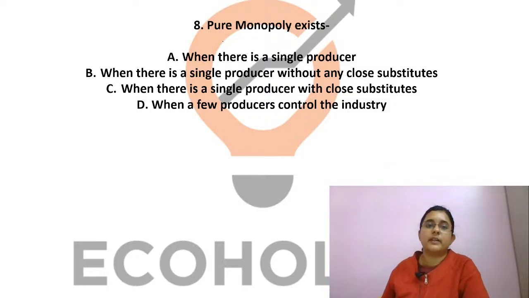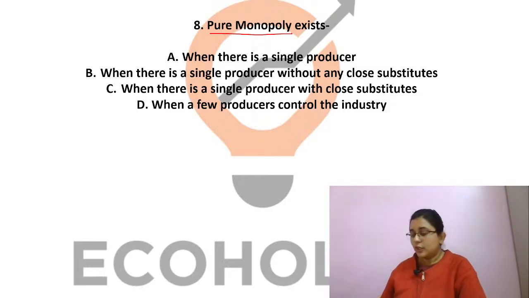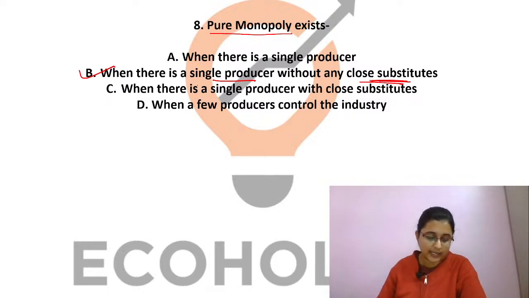We are talking about pure monopoly. Pure monopoly will definitely exist when there is a single producer without any close substitute. That is the only case where we have a pure monopoly. Very good, Mona Lisa. You have given me the right answer.